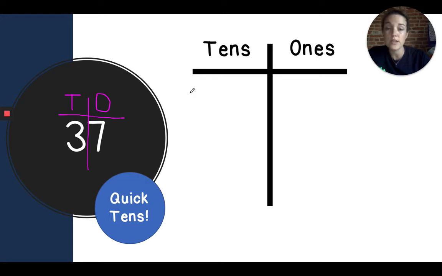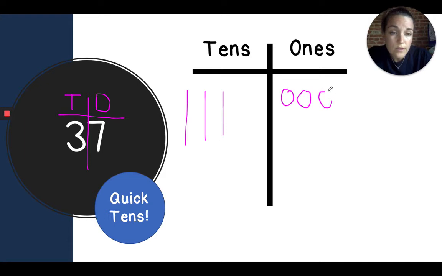So I need 3 quick tens. 10, 20, 30. All right. And then I need 7 ones. Let's see. 1, 2, 3, 4, 5, 6, 7.